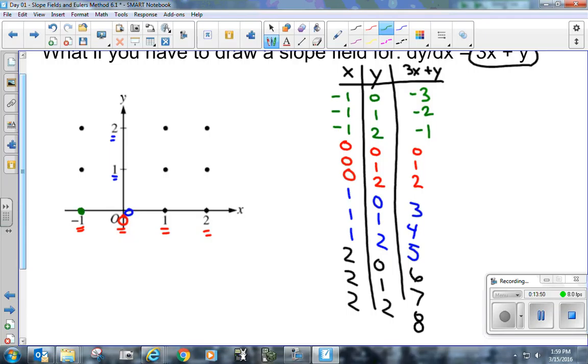It's -3, which means it goes down, kind of like that. What about at -1, 1? What's the slope? It's -2, so it's not quite as steep. Like that. And what about -1, 2? What's the slope? -1, so, kind of like that. See, so it gets less and less steep as it goes up.